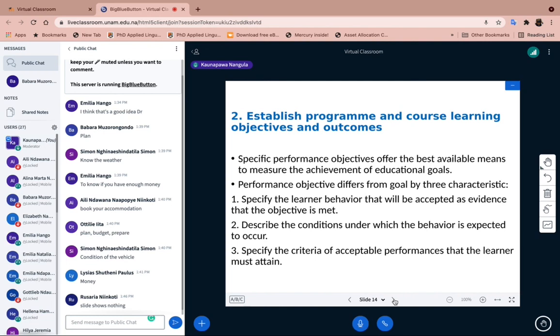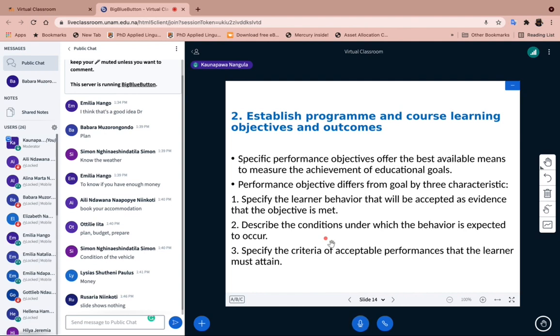For you to achieve those vague goals that are more generic, you need to subdivide them into objectives that are more measurable and more attainable. Then performance objectives differ from goals by 3 characteristics. The first one is to specify the learner behavior that will be accepted as evidence that the objective is met. So you have to be specific about what kind of behavior, what kind of skill the learners need to show to give you feedback that the objective has been attained.